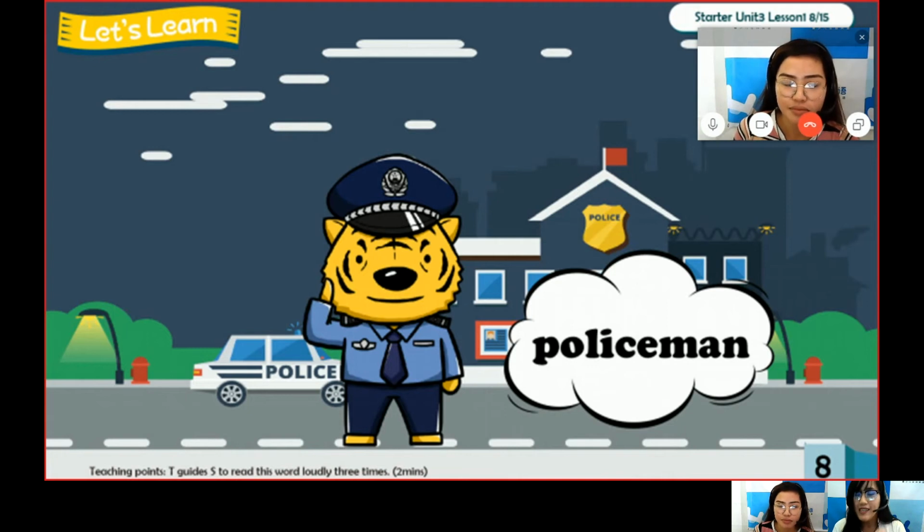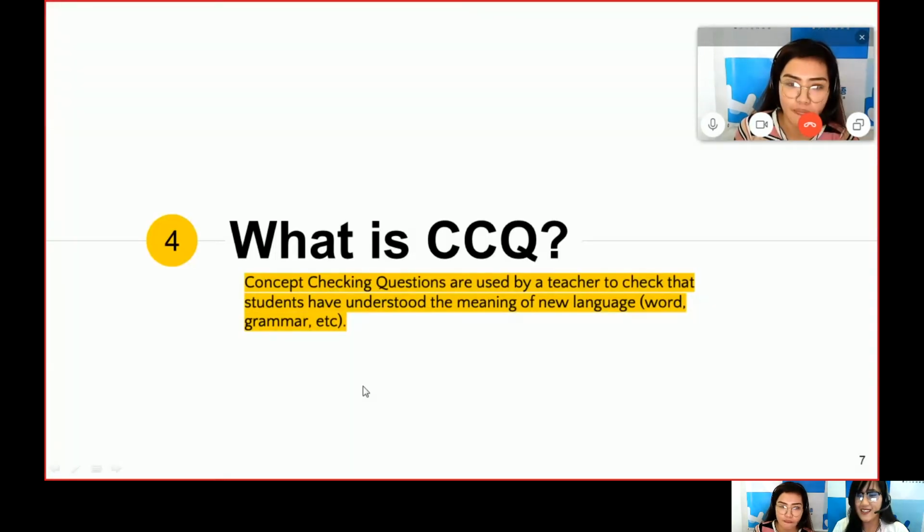Okay, so CCQ is not necessarily you are always describing them all the time. To make it simpler, you can show them pictures. So what is this? It's a zebra. Look at the picture, what is this? It's a policeman. What is a policeman? He catches bad people. Okay, so that is a CCQ.